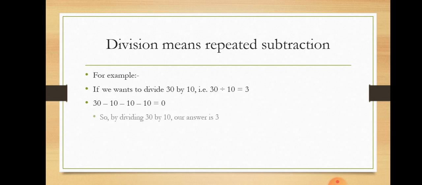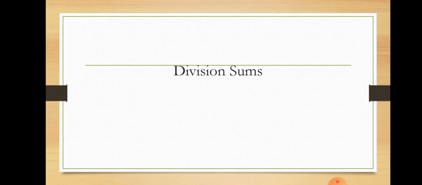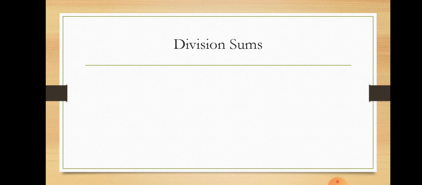So children, how many times have you subtracted 10? You have subtracted 10 three times. So our answer is 3. By dividing 30 by 10, our answer is 3. Okay children, understood what is the meaning of repeated subtraction? Now children, we are going to learn about division sums.